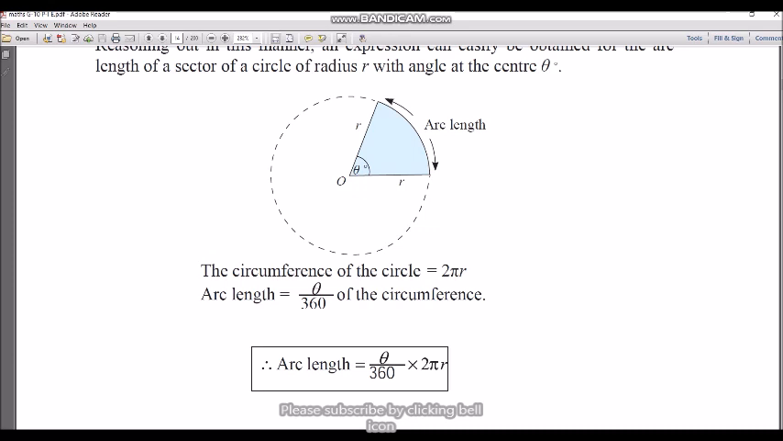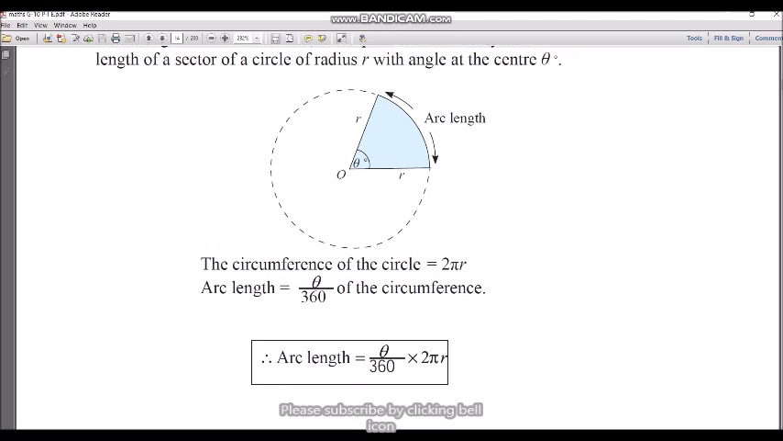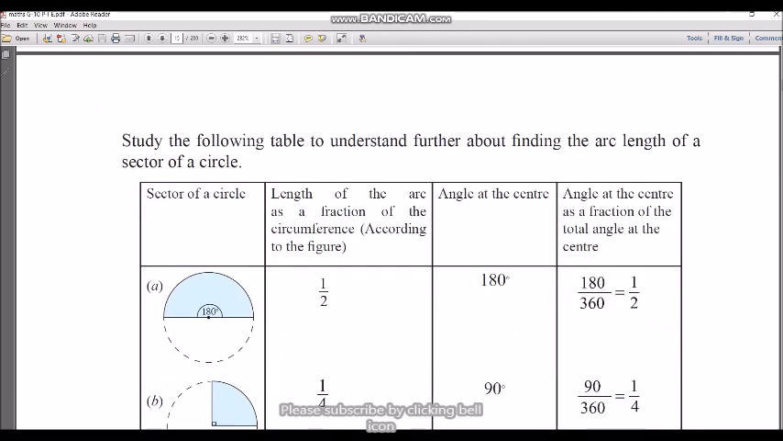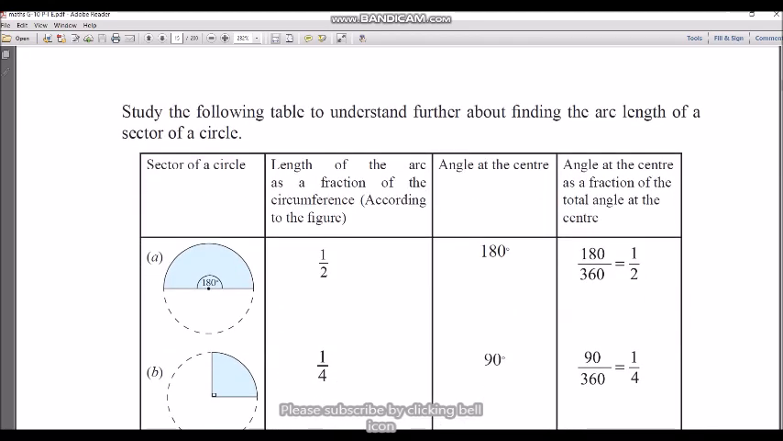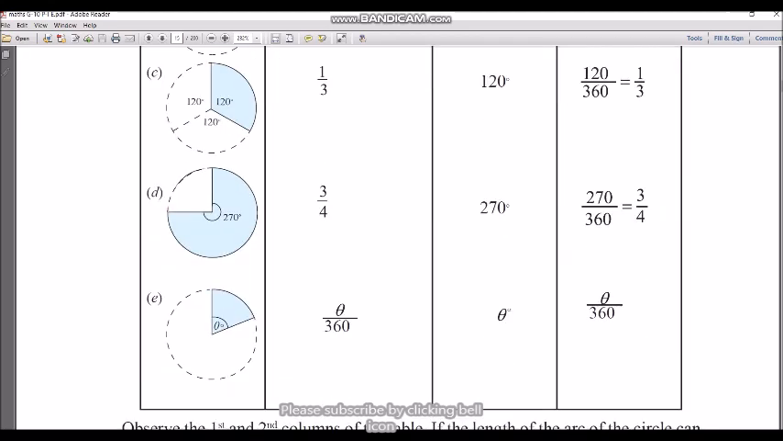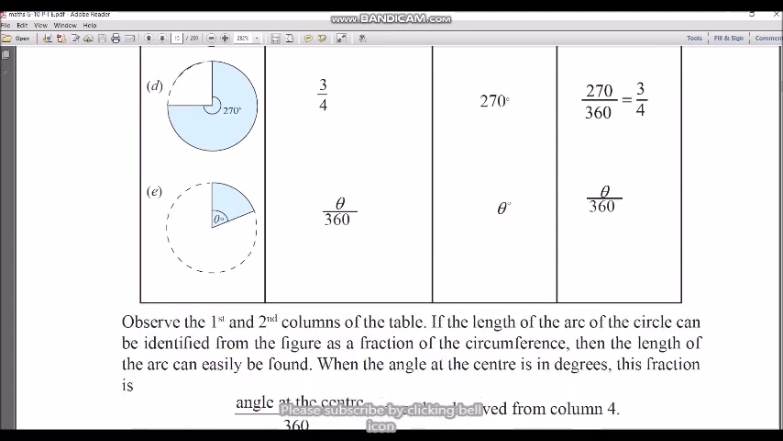And then for the perimeter of the sector, we have to add the arc length plus 2 radius, that is 2 pi r theta over 360 plus 2r. So that is the perimeter of a sector. This is a summary of that.